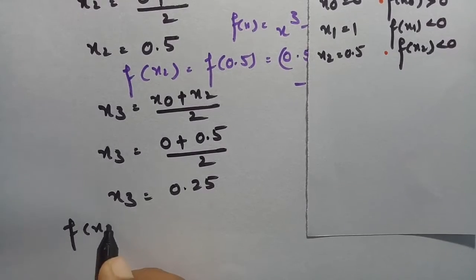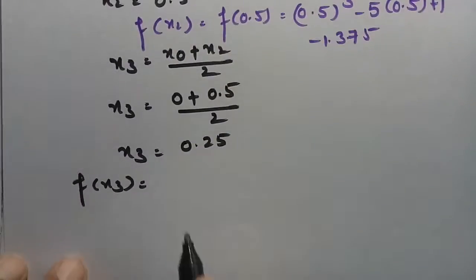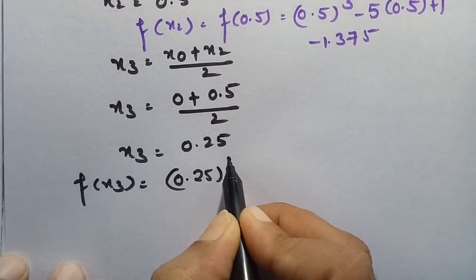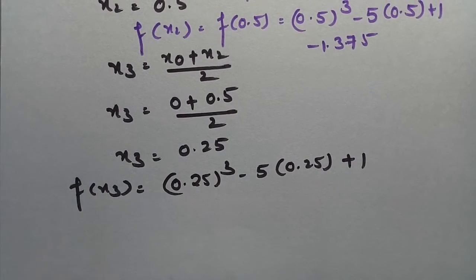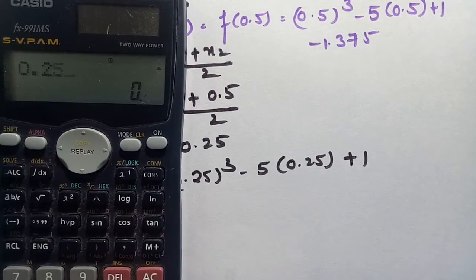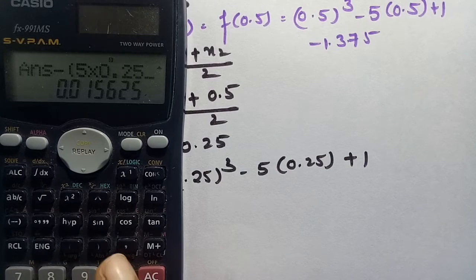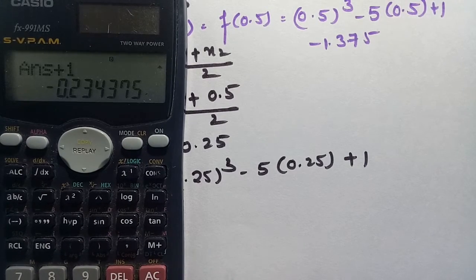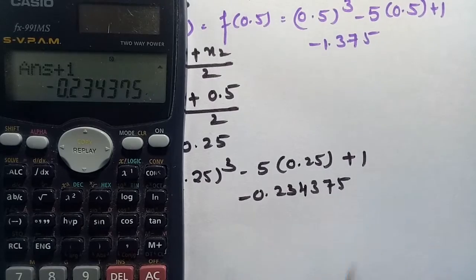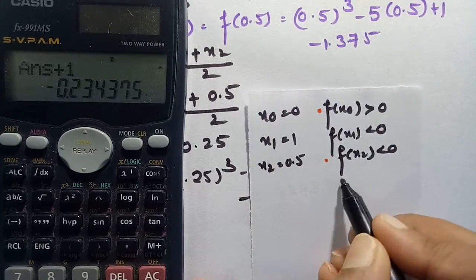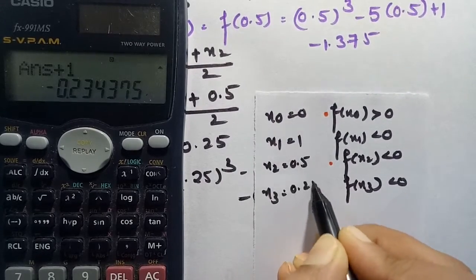Again, we have to calculate f(x3). So again, if I keep it in this equation, x³-5x+1, this will be 0.25^3 minus 5 × 0.25 plus 1. So again, this value is a negative value, that is minus 0.234375. So f(x3) I got as a negative value, and our x3 is nothing but 0.25.